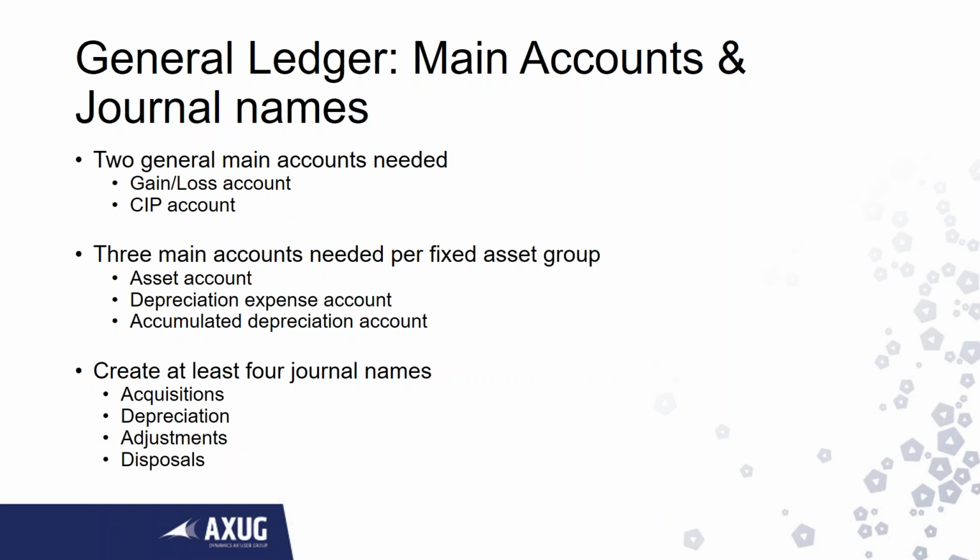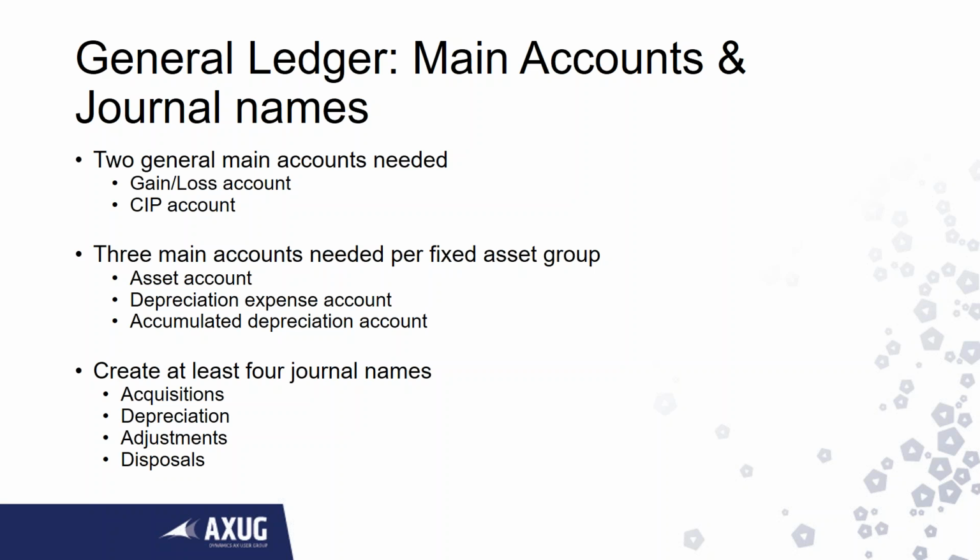Next, I would definitely suggest creating 3 main accounts per fixed asset group. We need an asset account, so we have the basis value of the asset on the ledger, and then also a depreciation expense account and accumulated depreciation. I think we definitely need at least 3 of these per fixed asset group to ensure that your subledger and ledger remain in balance.